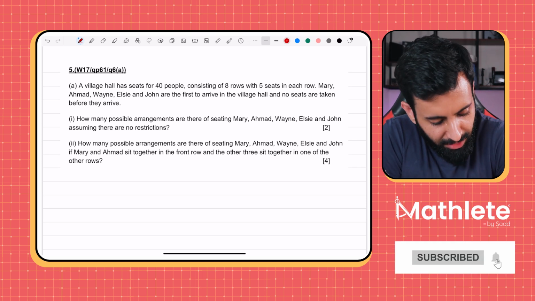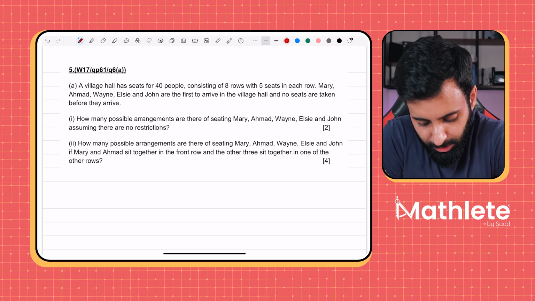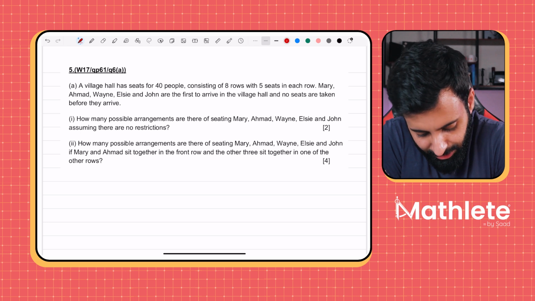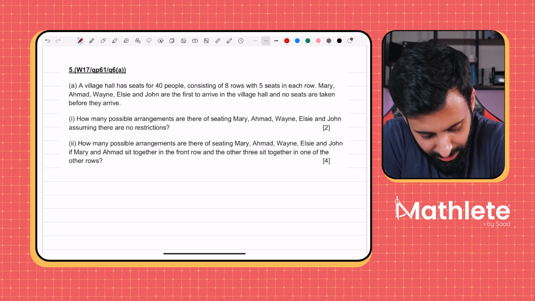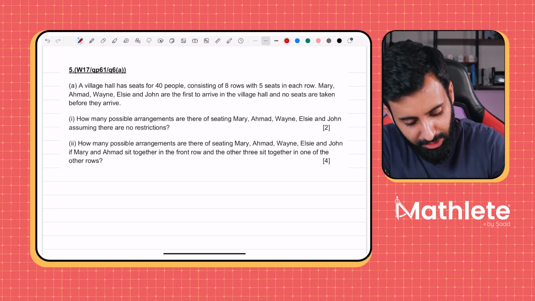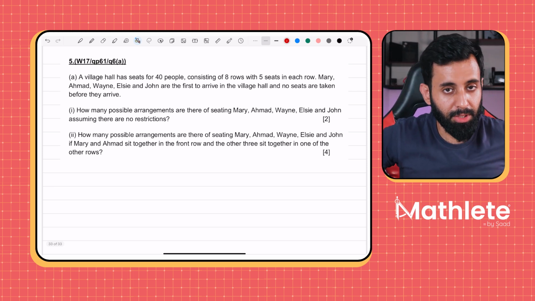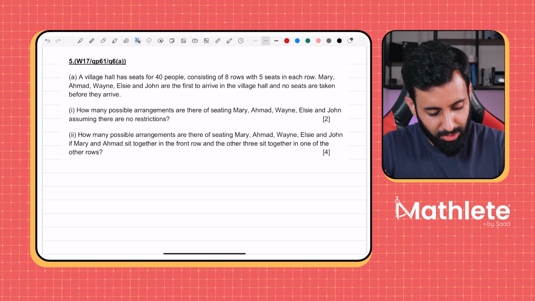Let's see what this says. Okay, so the first part is usually without any restrictions, but before we solve the first part, it's very important that we understand the seating arrangement that the question is talking about.